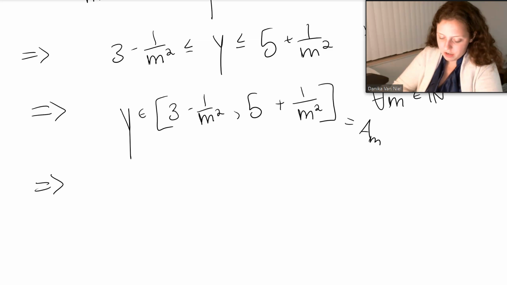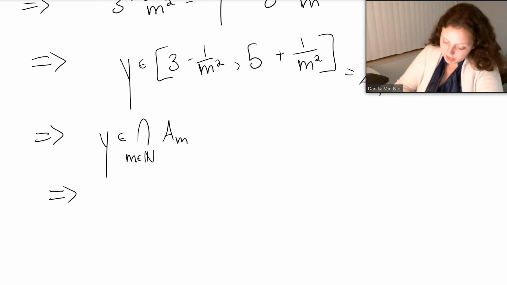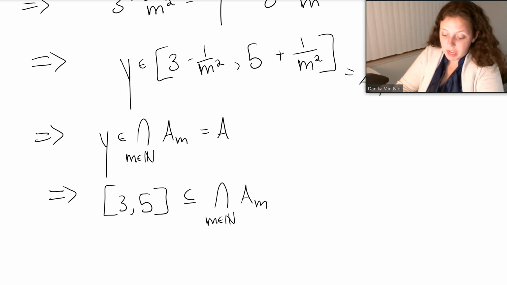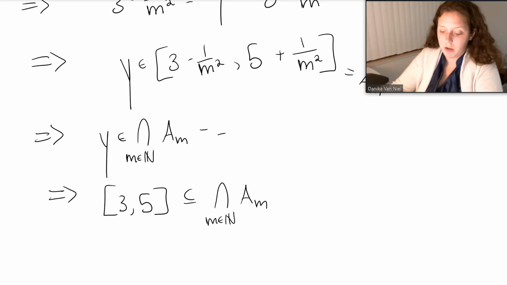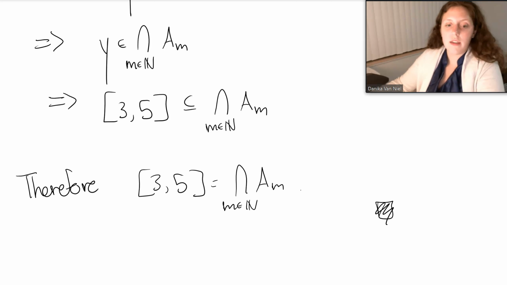Since y is in all of them, by definition y is in the intersection of all of them. So then 3, 5 is a subset of this intersection. Another thing you could do is at the beginning say this equals A, which makes it so much easier; you don't have to write all this stuff all the time. But here we are. Therefore, they're equal. Have a great rest of your day.